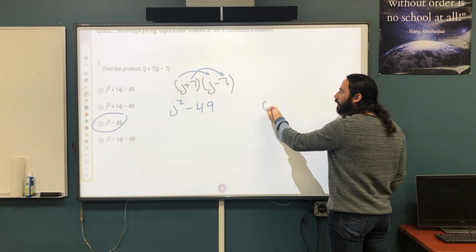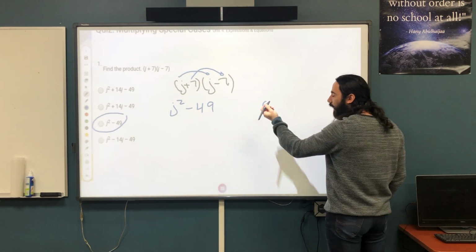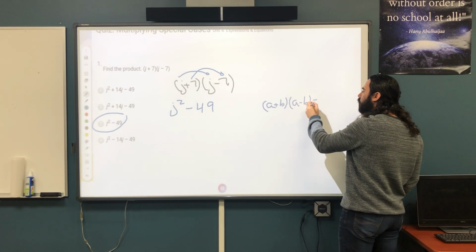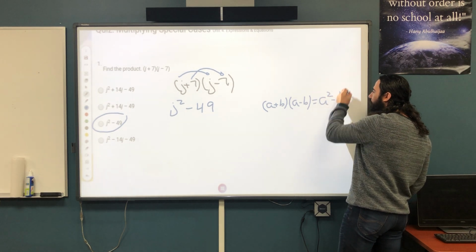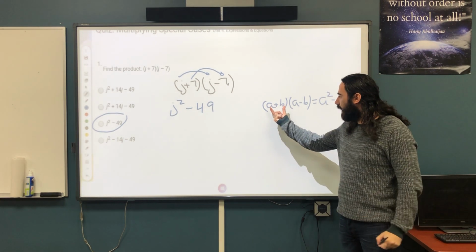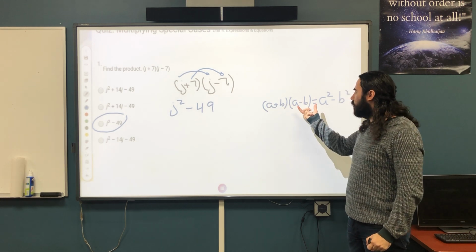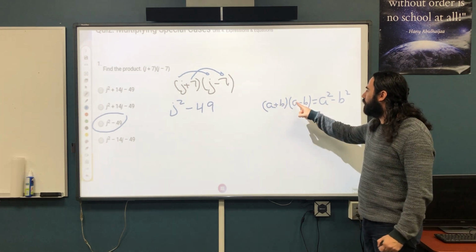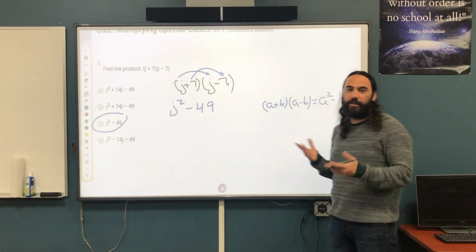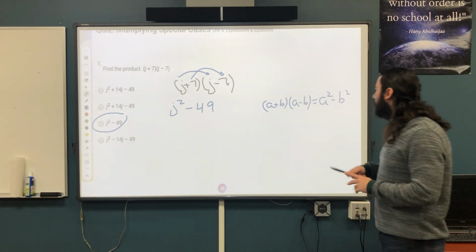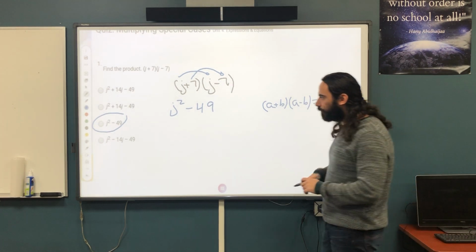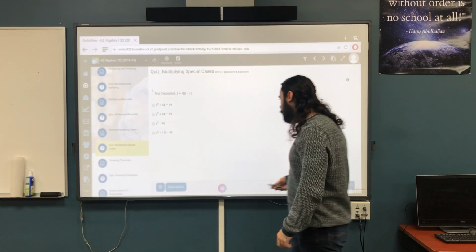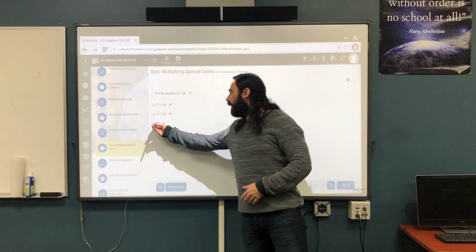Why? Because there's a formula, an identity, which is if we have a plus b times a minus b equals a squared minus b squared. As you can see, if we have the same binomial, one added and one subtracted, you can multiply the first one times the first one and the second one times the second one, and that will be the answer. So it's called the difference of squares. So let's go and do the second question. So the answer, as we said, is j squared minus 49.